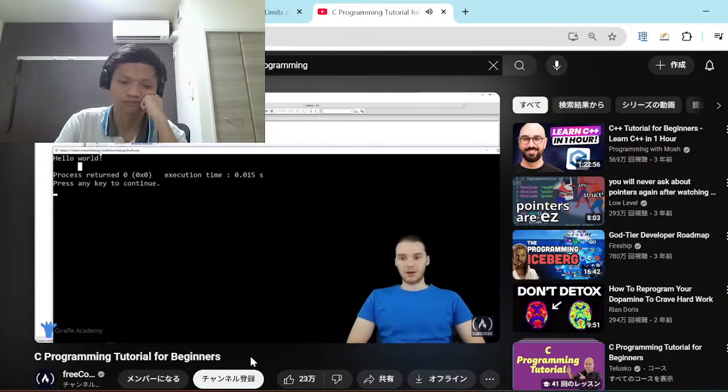But the purpose of this tutorial was just to get our C project set up and to test our main.c file. So as long as everything works here, you're good to go, and now we can start really learning how to program in C.